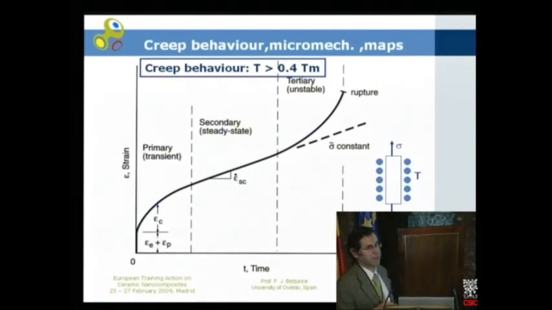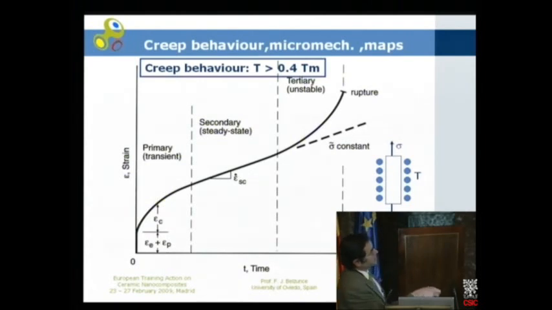And this is a typical creep curve, which most materials behave like when they are tested at temperatures higher than 0.4 of the melting temperature of the material. So this curve has three regions: a first primary or transient region, a secondary or steady state region, and then a tertiary unstable final region.